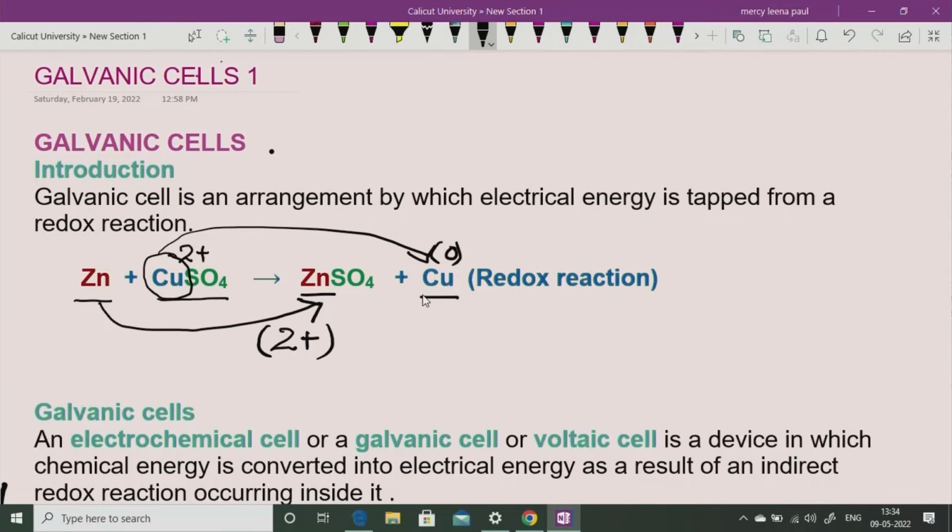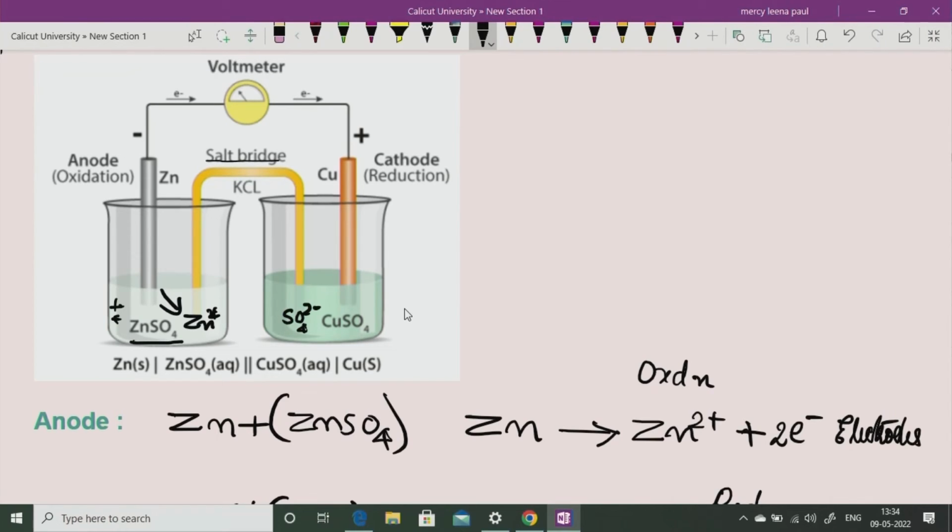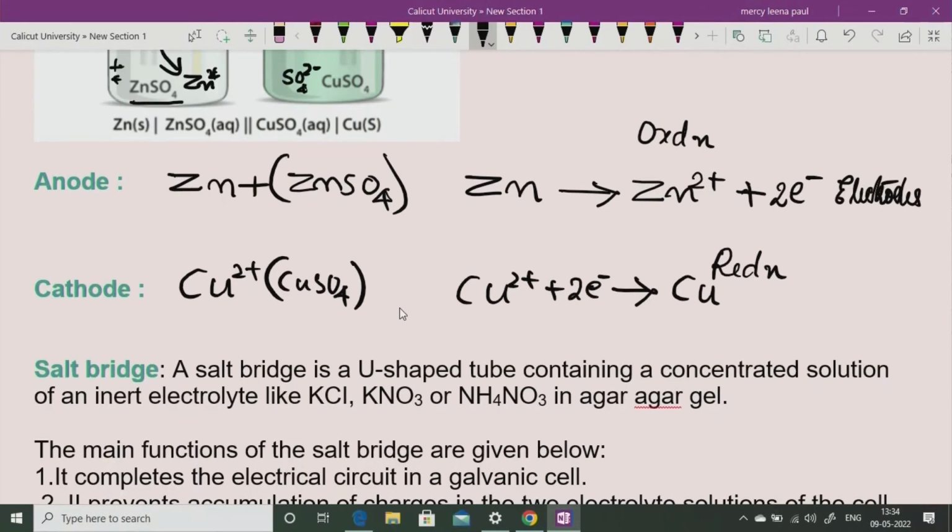As we have seen, it is a setup for deriving electrical energy from a redox reaction taking place within the cell. Then we have been seeing a galvanic cell example where a zinc rod is dipped in zinc sulphate solution and a copper rod dipped in copper sulphate solution, and these two are connected by a voltmeter to show that there is a flow of current. Then we talked about the anode and the cathode. Anode is the electrode at which oxidation takes place, and cathode is the electrode at which reduction takes place. It has no relation with the sign convention.